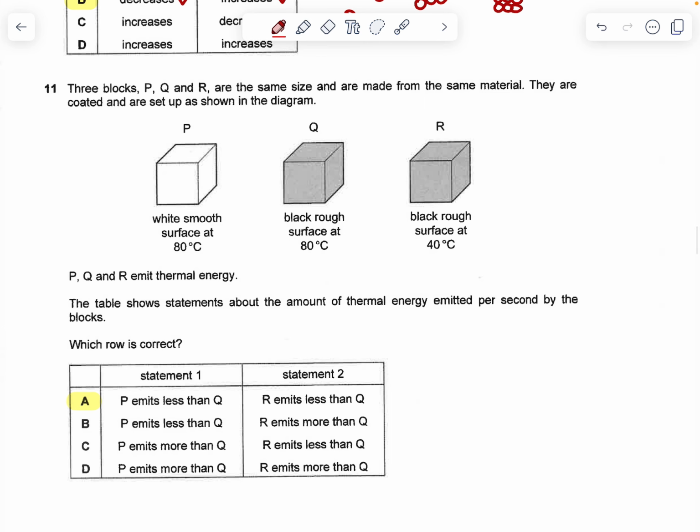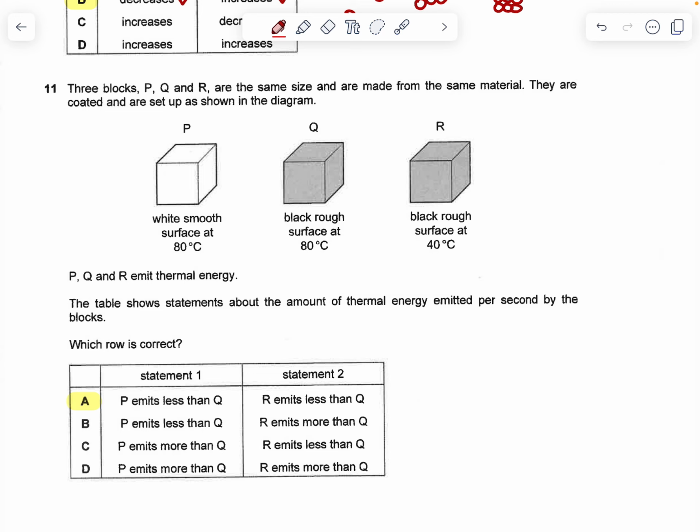Question 11. Three blocks, P, Q, and R, are the same size and made from the same material. They are coated and set up in the diagram shown below. P, Q, and R emit thermal energy. The table shows statements about the amount of thermal energy emitted per second by the blocks.